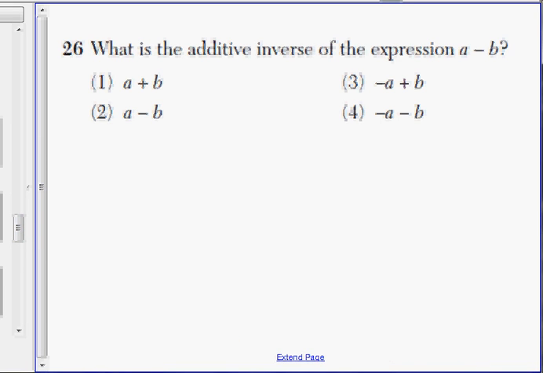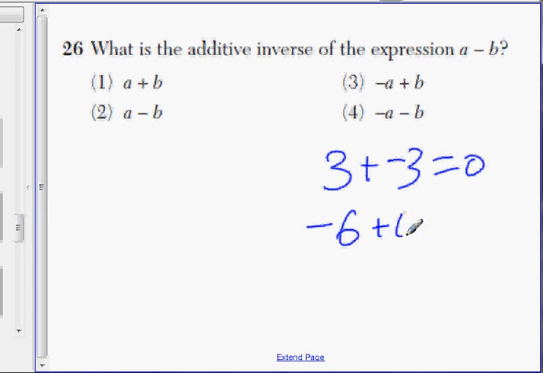Okay, number 26. What is the additive inverse of the expression a minus b? So additive inverse just means what can I add to this expression to get 0? For example, the additive inverse of 3 would be negative 3, because if I add 3 and negative 3, I'll get 0. The additive inverse of negative 6 would be positive 6. The additive inverse of a would be negative a. So if I add them together, I'll get 0.